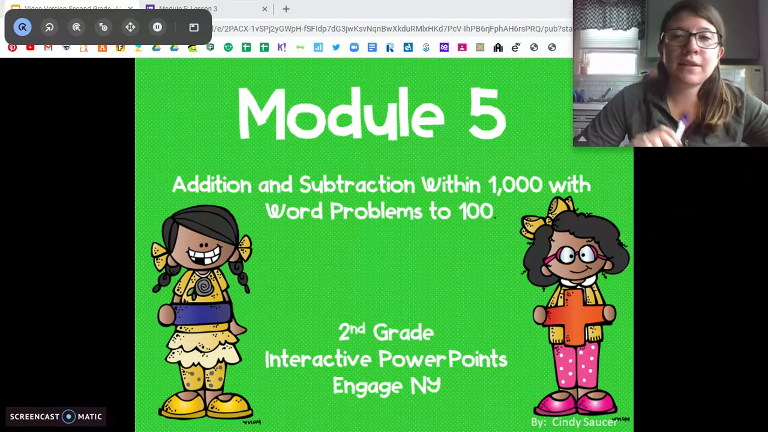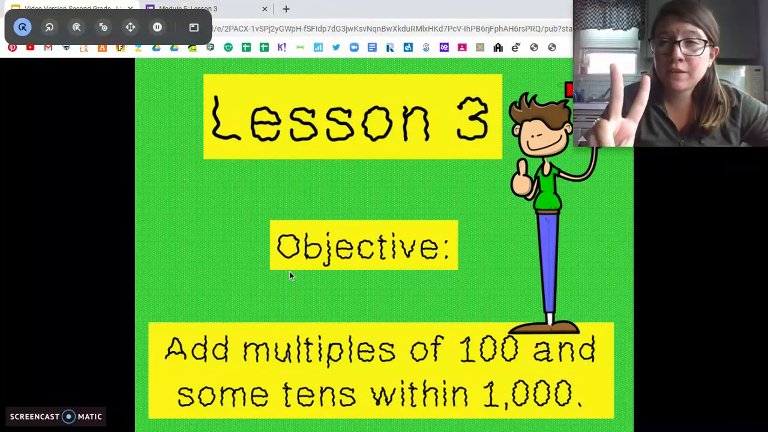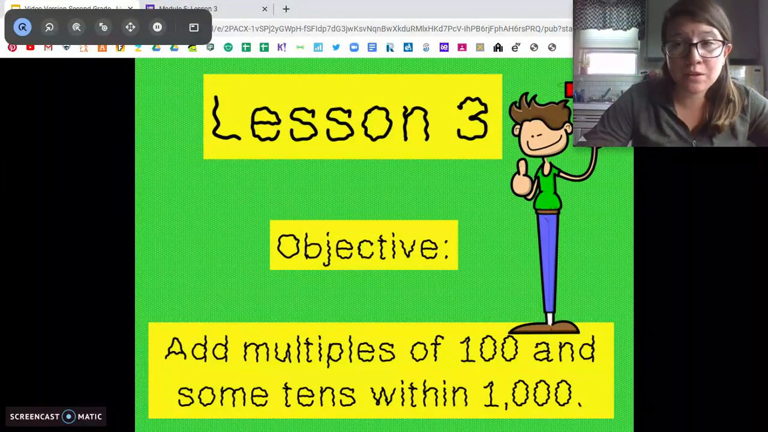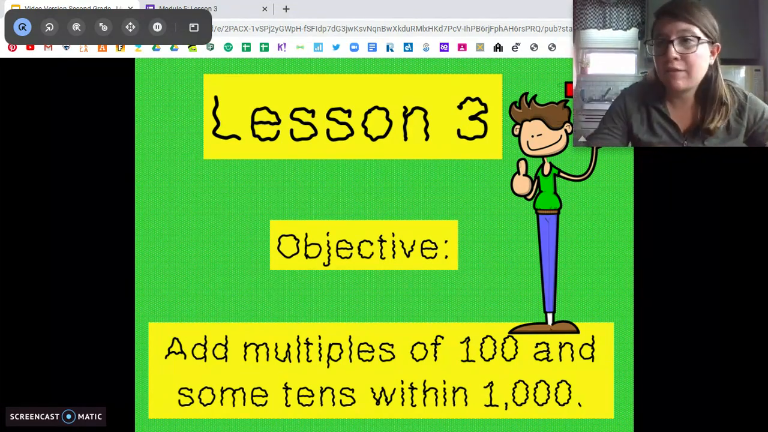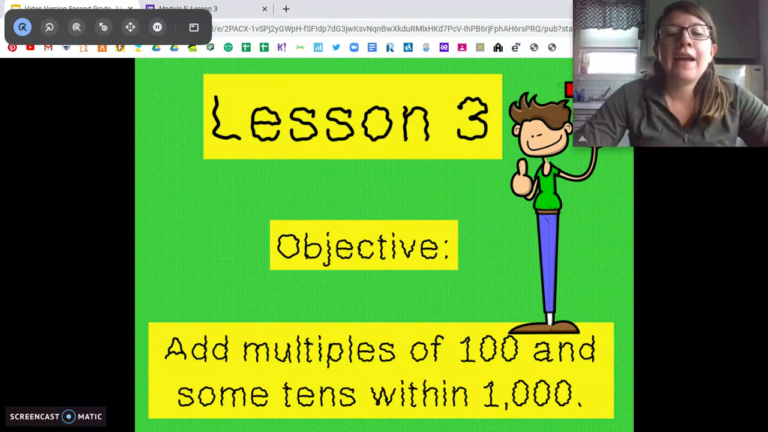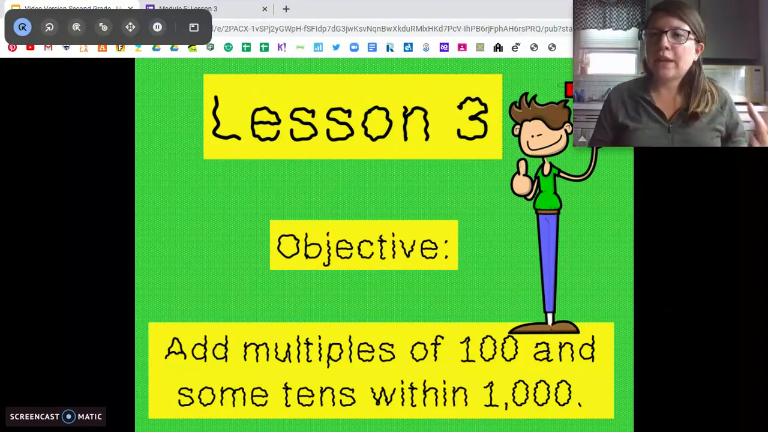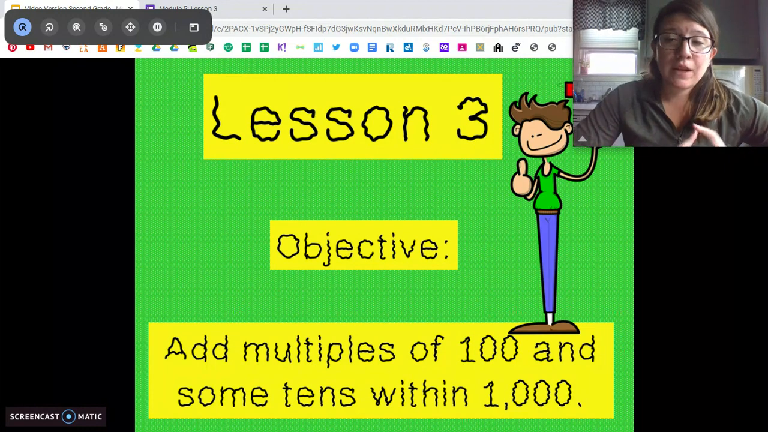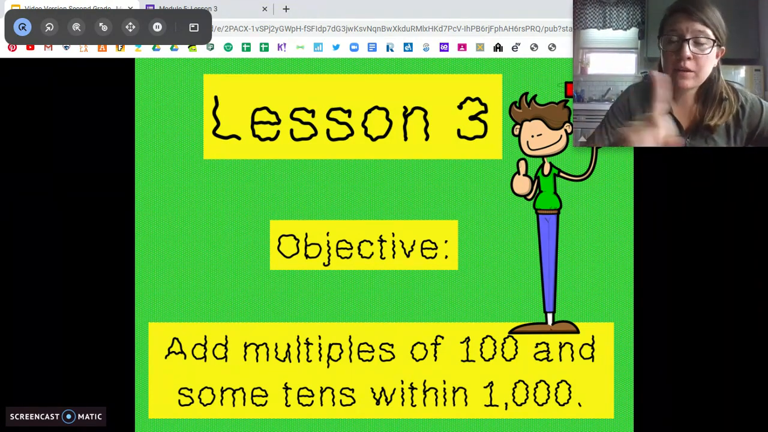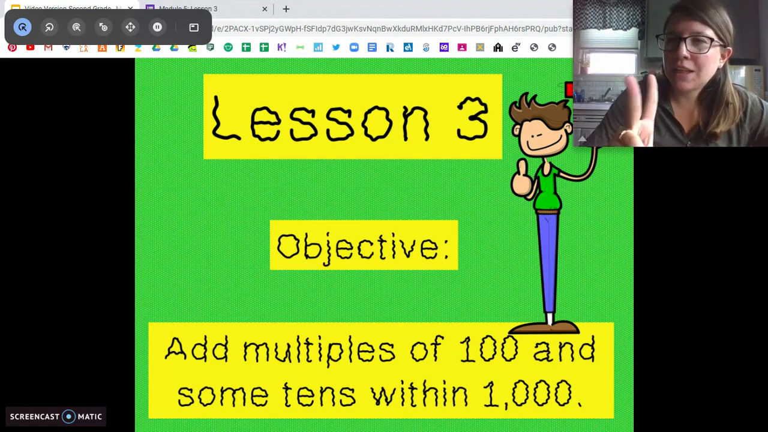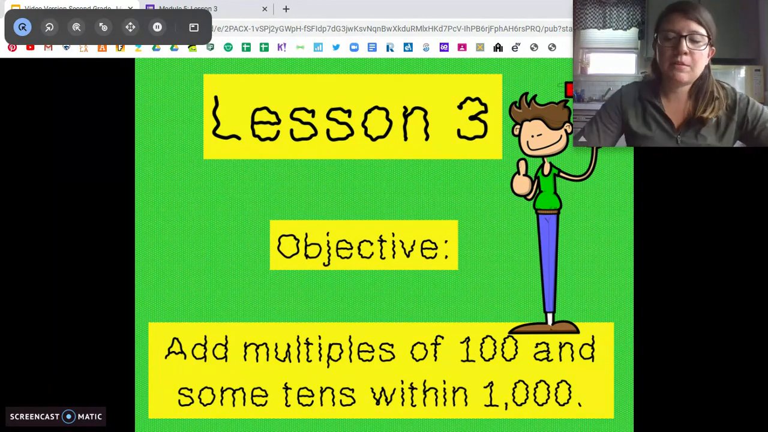So you're definitely going to want something to write with and something to write on. We are going to practice 2 different strategies for adding multiples of 100. What that means is like 100, 200, 300, 400, 500, and so on. And some tens, so it might be 530 plus 640. We're going to practice adding those 2 ways. One way, the arrow way, which you're pretty familiar with, and sometimes we're going to be able to use a little bit of mental math because you might start to see some patterns within these numbers.